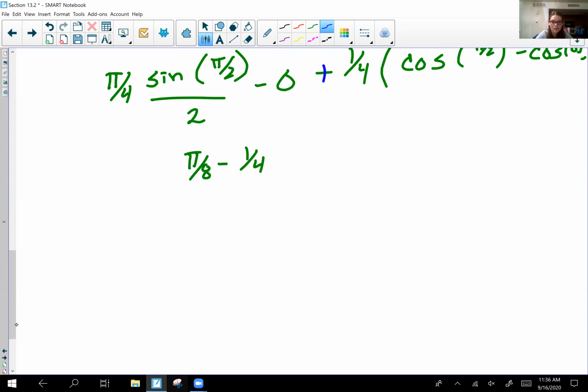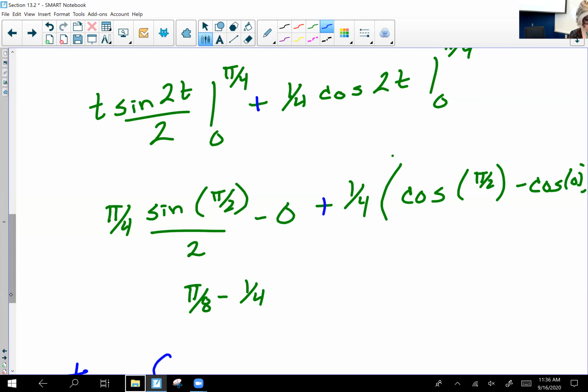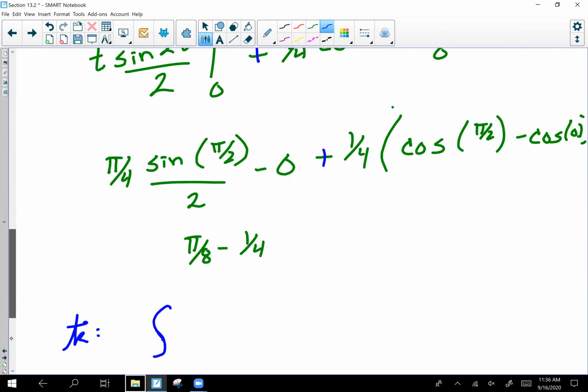Thank you. All right. Just a quick question. That cosine bit towards the right of the screen, I can't make out what the symbols are. It's pi over 2 minus cosine of 0. Oh, okay. Got it. Thanks.